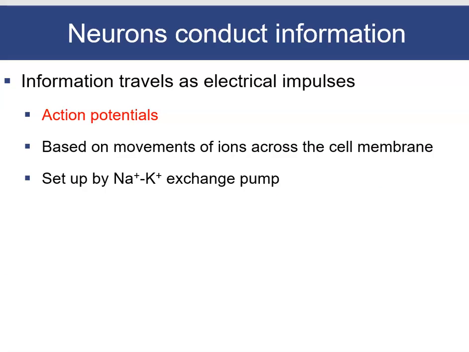Now we're going to get into how neurons function. Neuron carries information, and all of this information travels as an electrical impulse. This electrical impulse is known as an action potential, and it moves down that axon. As an action potential moves, the intensity of that impulse does not diminish. It stays at a constant level all the way down that axon. The impulse, this action potential, is based on movements of ions across the cell membrane. And this movement is set up by the sodium-potassium exchange pump.